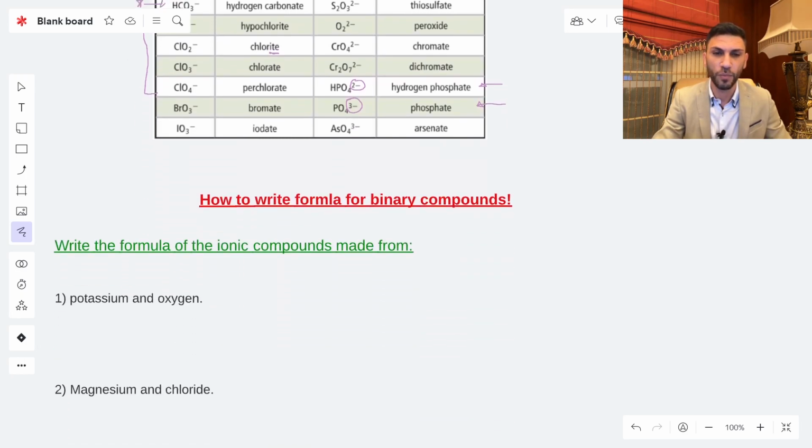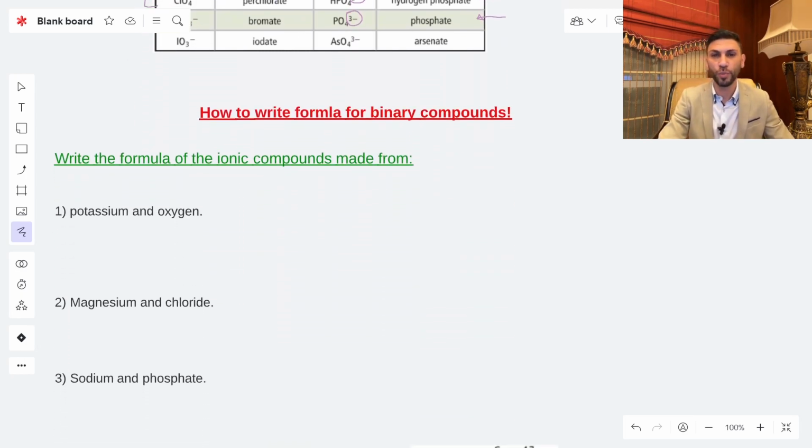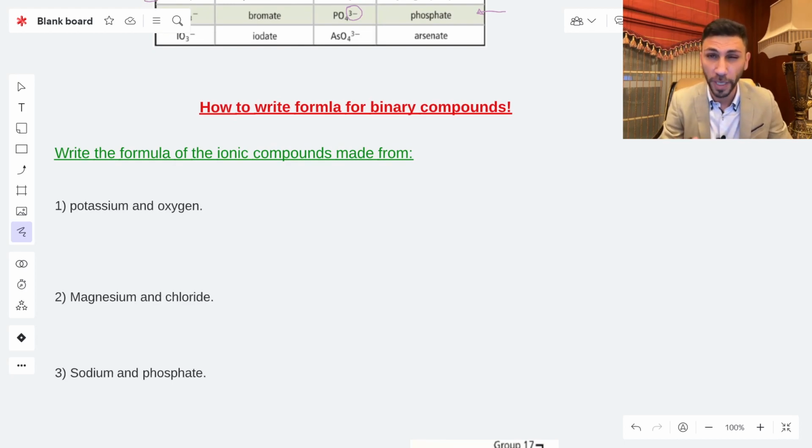All right, now, how to write the formula for binary compounds. Binary compound means only 2 ions, one positive and the other one negative. Both of them are monatomic ions, which means they consist of only one atom. Let's check this example. Write the formula of the ionic compound made from potassium and oxygen.